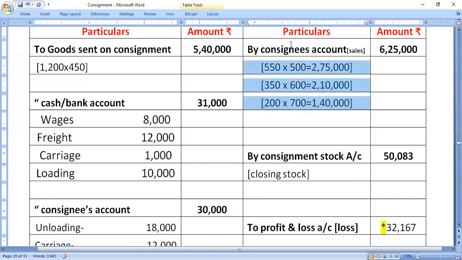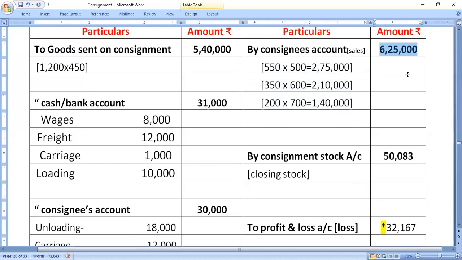The sum of total sales means 550 plus 350 plus 200, 1,100 bats totally sold by the draw weight for the worth of 6,25,000, my dears. This is total sales, my dears.